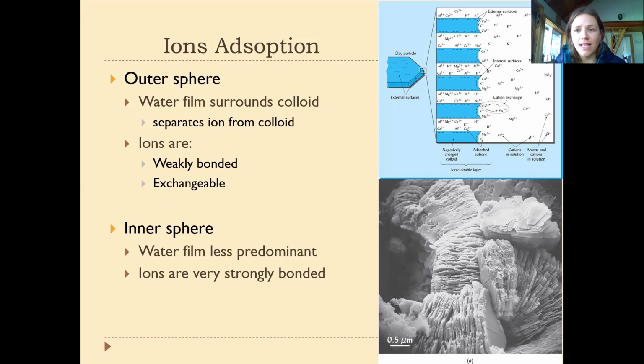And those ions then are a little bit harder for plants to get at and other organisms to get at. Although microbes that are smaller have an easier time accessing things that are on these inner sphere surfaces. Plants tend to have a harder time, as far as we understand, accessing these ions and nutrients that are very closely bonded on the inner surface.